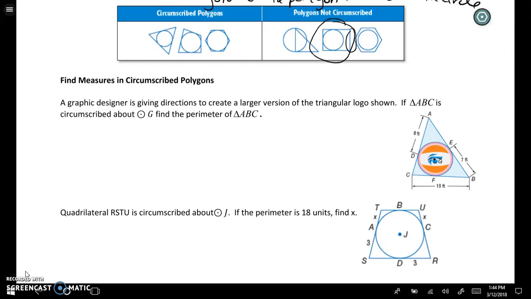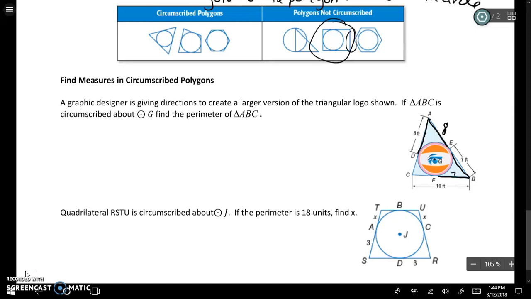Okay? So, since these two right here are both tangent to each other, that means they have to be equal. So AE is also going to be 8. Since this is the same as this, that means here's 7, which means this is 3. But since this guy is 3, that means this one is 3. And so if we add up all the sides, we're going to get this guy is 11, this guy is 15, this guy is 10. So the perimeter is going to be 11 plus 15 is 26, plus 10 is 36 feet.